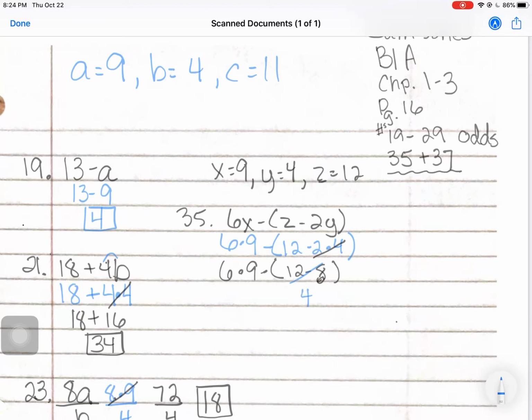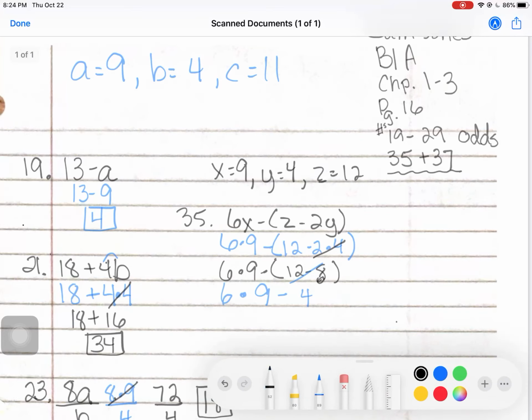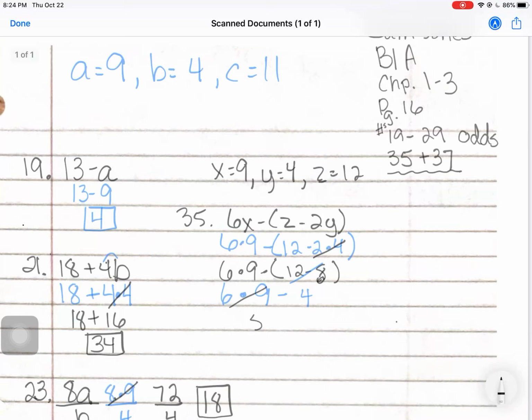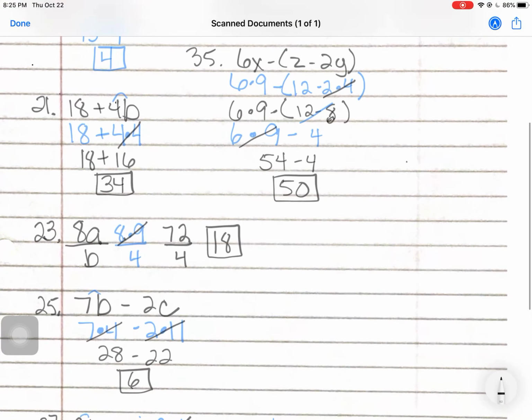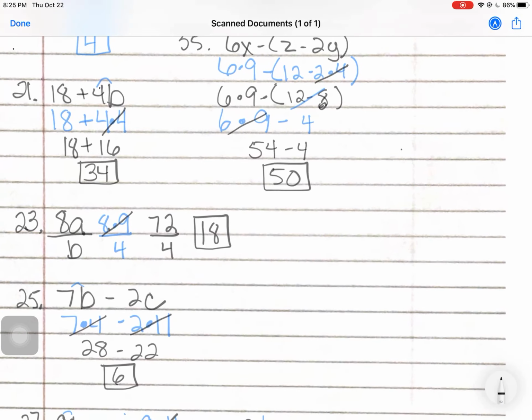Still clearing out my parentheses. 12 minus 8 is 4. Now they're gone. I can bring down my minus sign. 6 times 9 minus 4. Now we can go ahead and do multiplication first. 6 times 9 is 54, minus 4 is 50. Wow, that was kind of a long one, huh? Fun. The longer they get, the better.